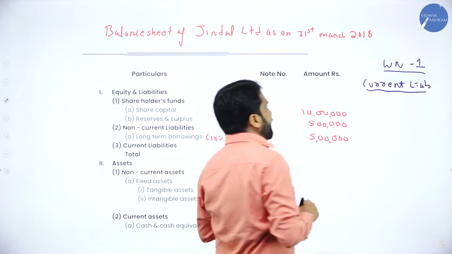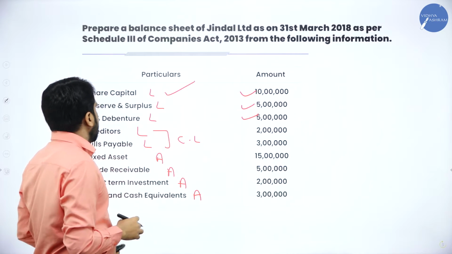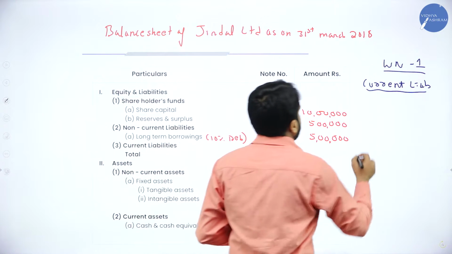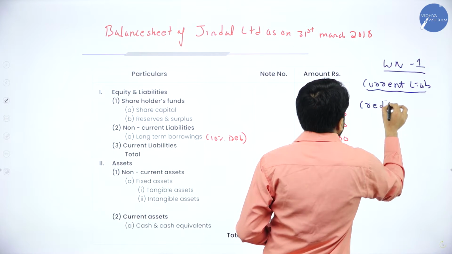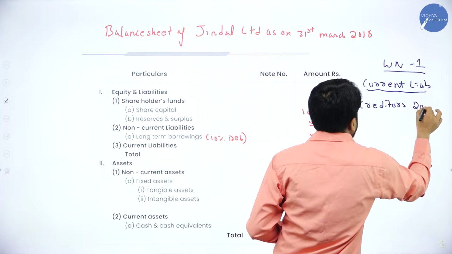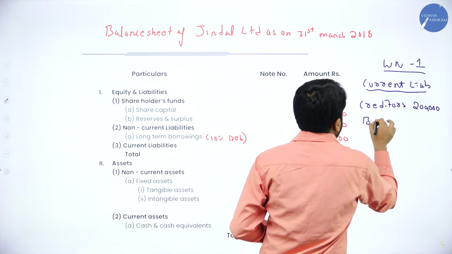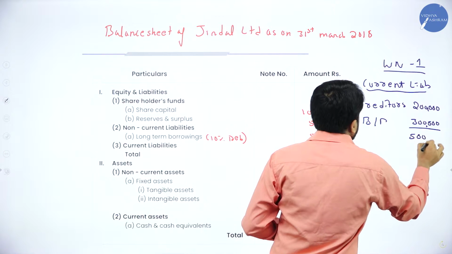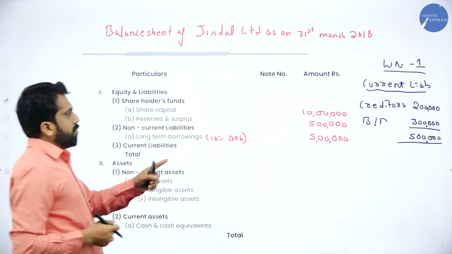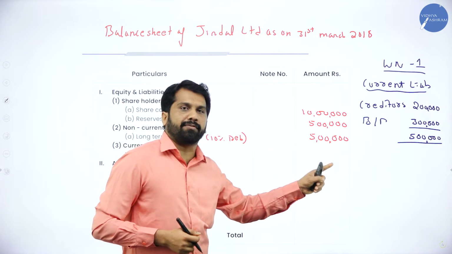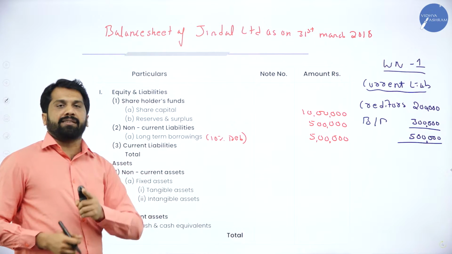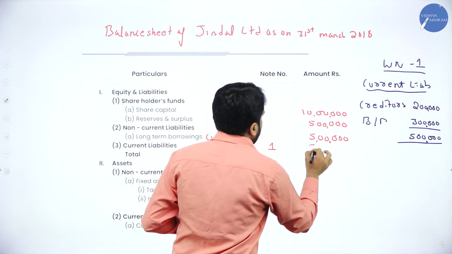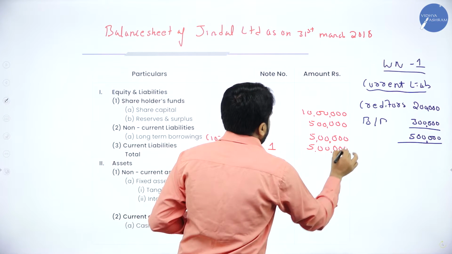Now, what are the current liabilities we have in the question? We have creditors 2 lakh and bills payable 3 lakh. Creditors 2 lakh, bills payable is 3 lakh. So total how much is it? 5 lakh. Whatever 5 lakh you got, that is your working note number 1, and you have to mention that the current liability is 5 lakh. Current liability, working note 1, the amount is 5 lakh.